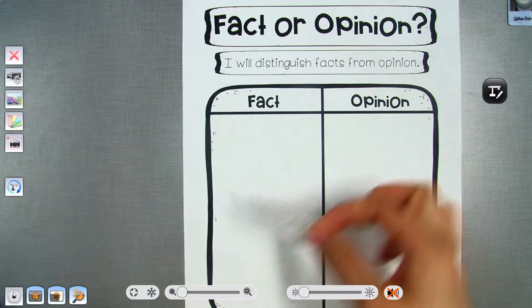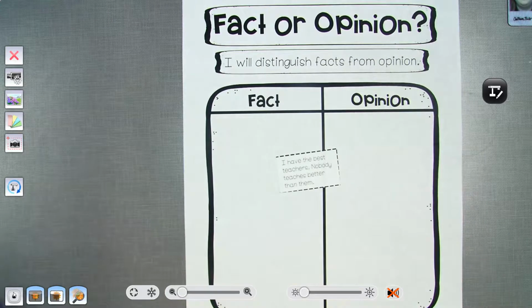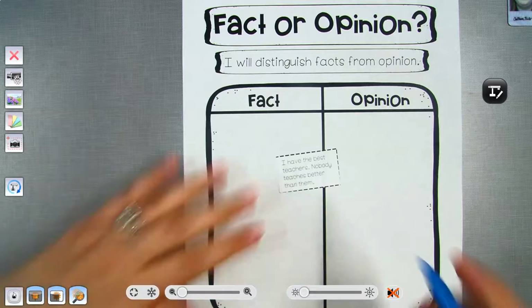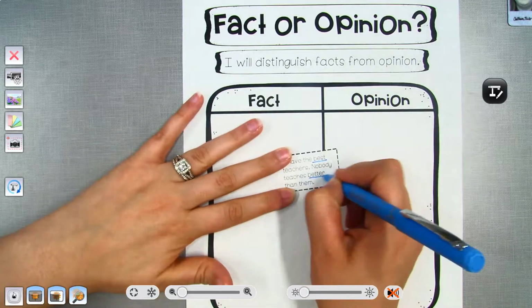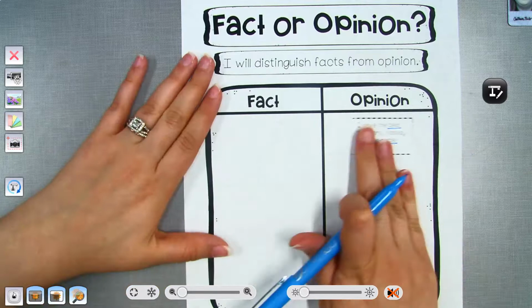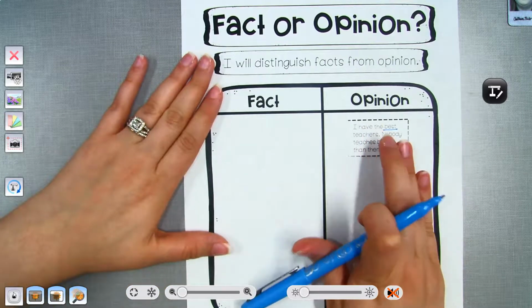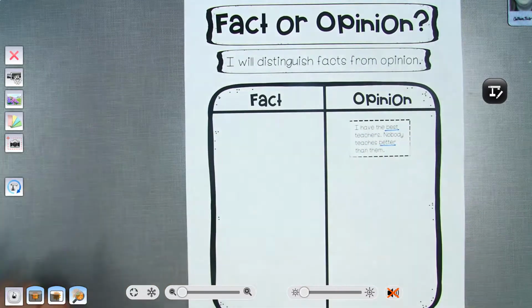So this one says, I have the best teachers. Nobody teaches better than them. So I want you to think about it. Is that a fact or an opinion? So that is an opinion. It uses words like best, better. Okay, so that would be an opinion.